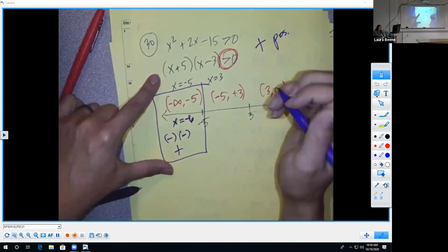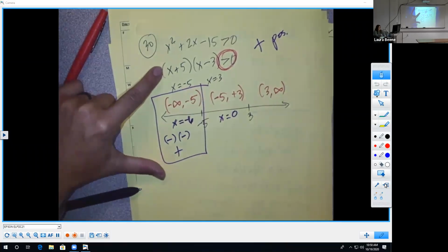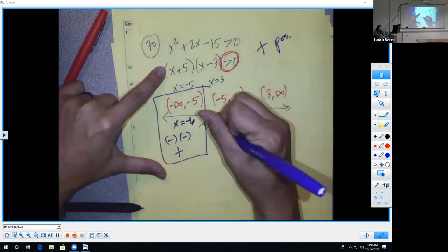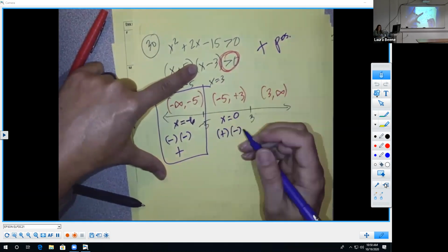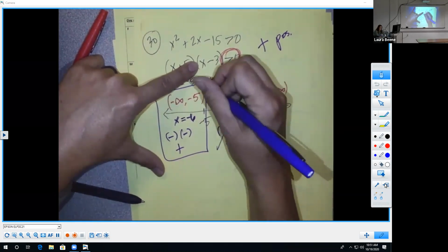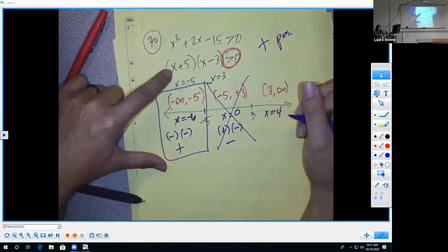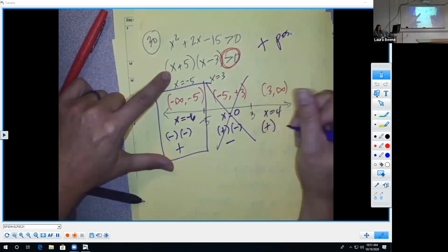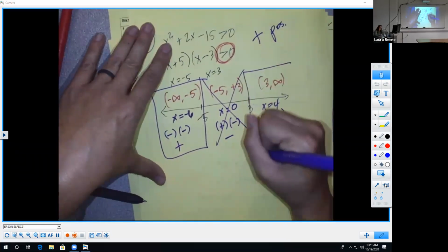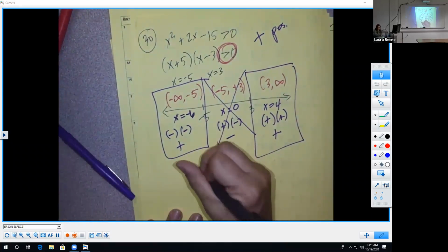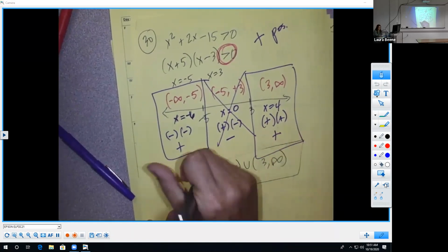Let's check the next one. Pick a number between negative 5 and 3. I'm going to pick 0. When I plug in 0, 0 plus 5 is a positive number. 0 minus 3 is a negative number. Positive times negative is a negative. Is that part of my answer? No. Over here, a number between 3 and infinity, I'm going to pick 4. If I plug in 4, 4 plus 5 is positive. 4 minus 3 is positive. What's positive times positive? Positive. So that's part of my answer too. So my answer is negative infinity to negative 5, union 3 to infinity.